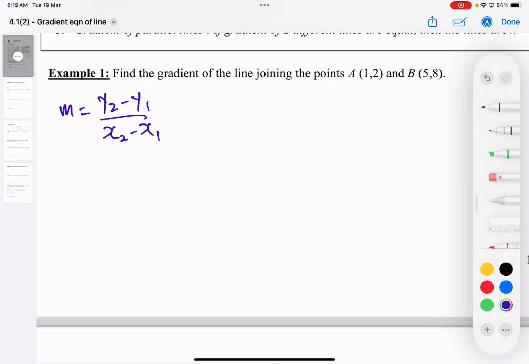Remember, it is always the y divided by the x. It is the y divided by the x. The common mistake is people put the x divided by the y. So remember, it's the y over the x.